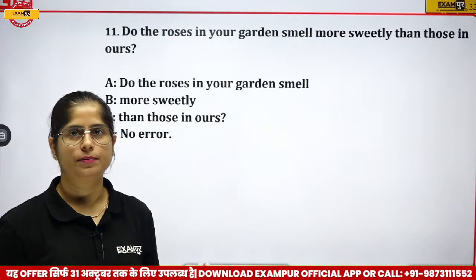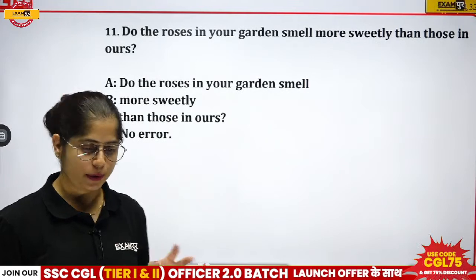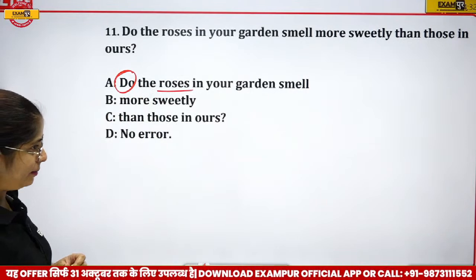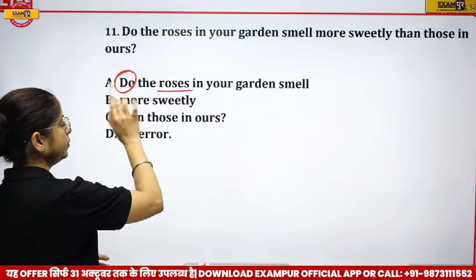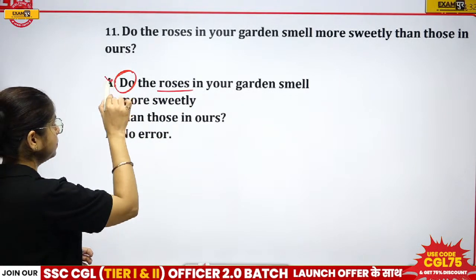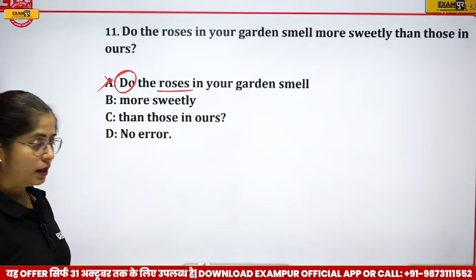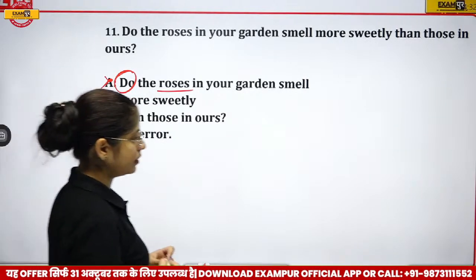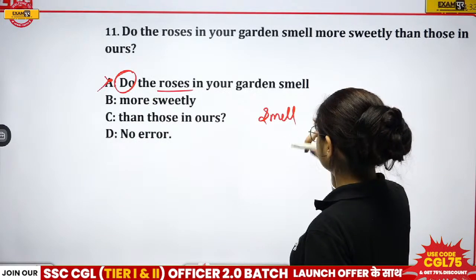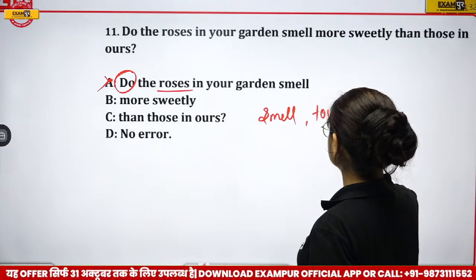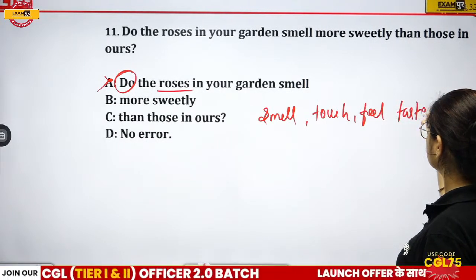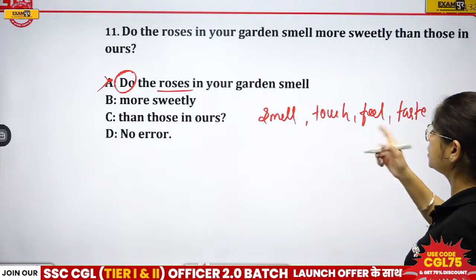Do, does. Do the roses. Roses is plural, and with plural you will prefer using do, not does. Had it been rose, only rose, then you should have used does instead of do. So that is correct. There is no error. Eliminate this option. See, I've told you that with the sensory words, that is smell, touch, feel, taste, and one more.